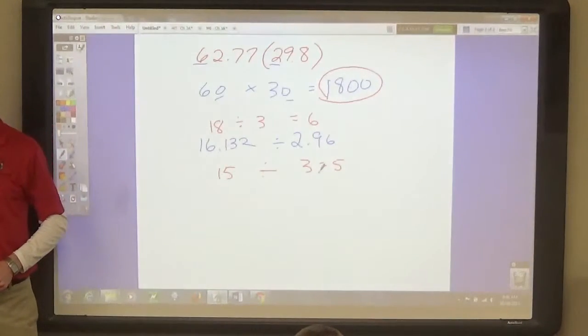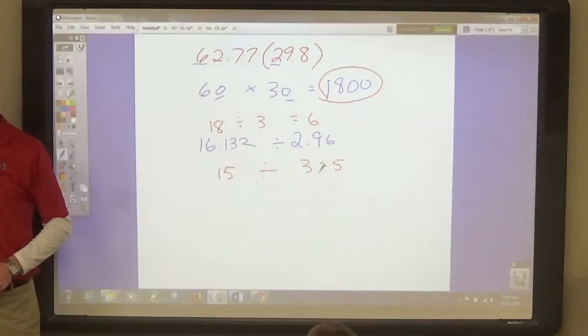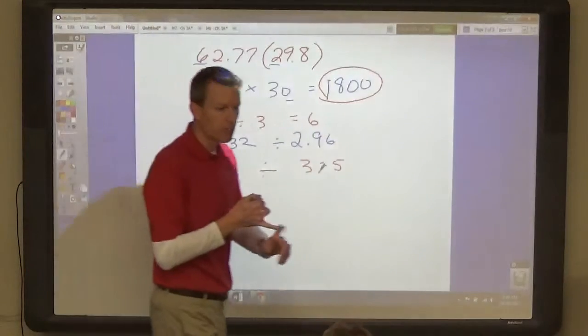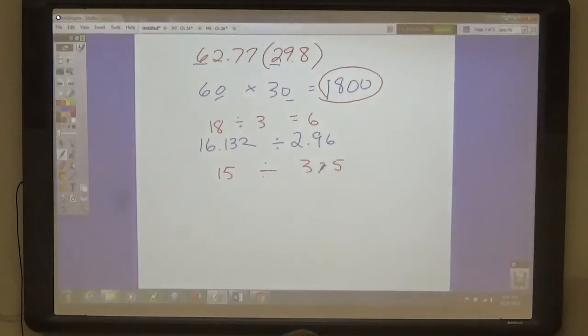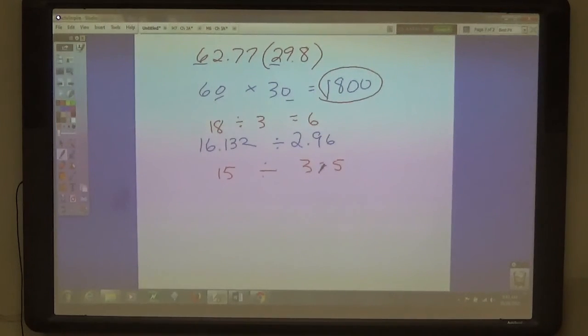Okay? Any questions? So we talked about finding a reasonable answer, rounding using front-end estimation, or using compatible numbers. Okay? So finish that page and then do the book assignment.